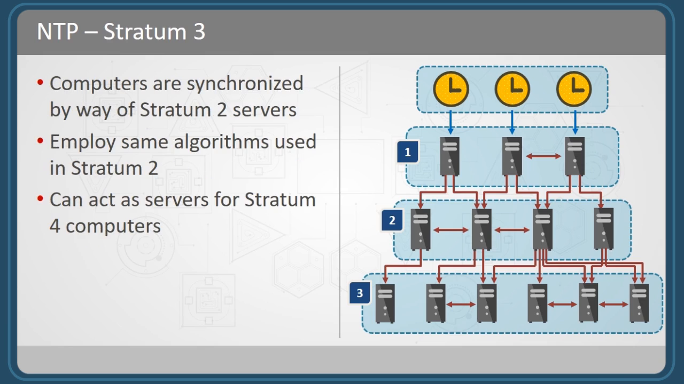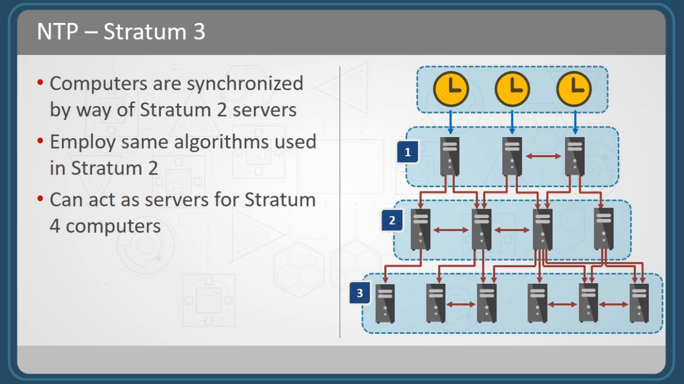And then finally, in Stratum 3, these computers are synchronized by way of Stratum 2 servers, and they employ the same algorithms used in Stratum 2, and they can in turn act as servers for Stratum 4 computers. So in other words, this hierarchy can just keep going and going, but like anything in a hierarchy, ideally you want it to be as simple as possible, because the farther away you get from the original source, the more likely you are to encounter skew with respect to the actual time.